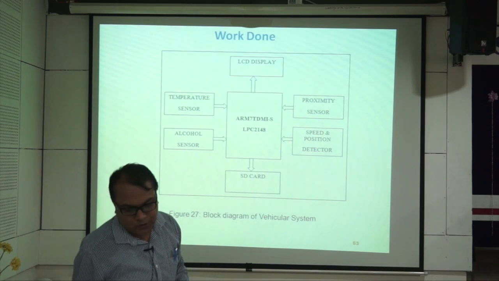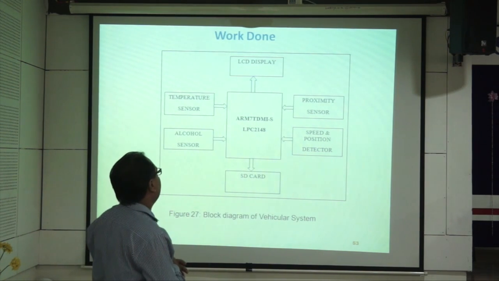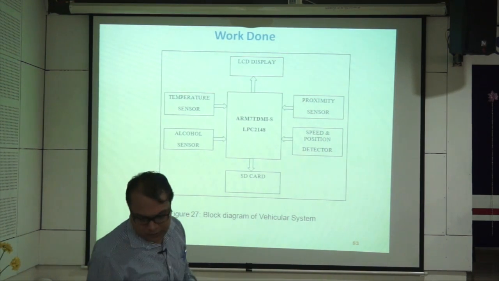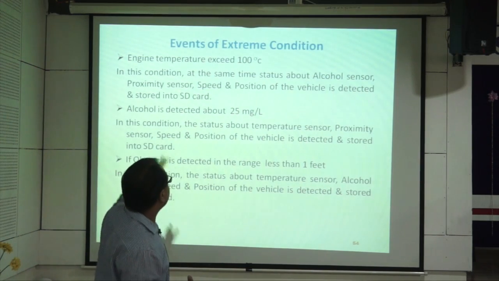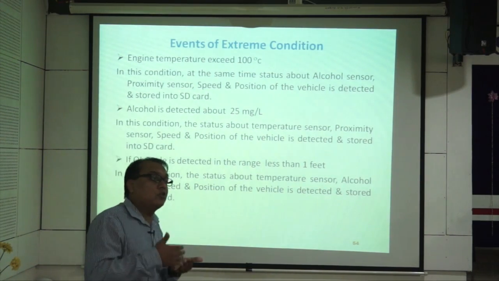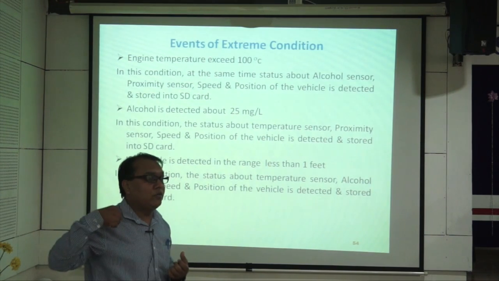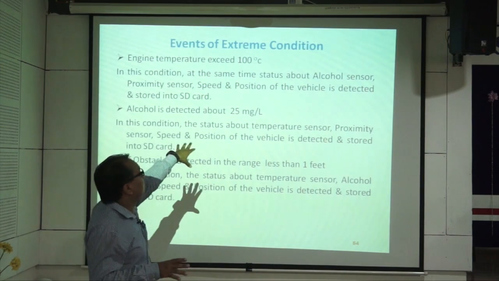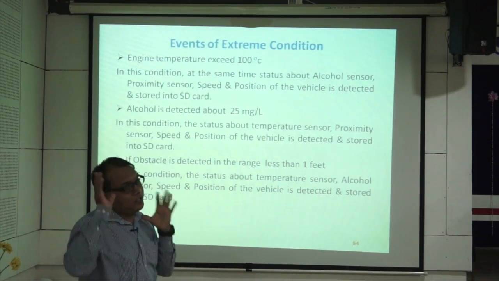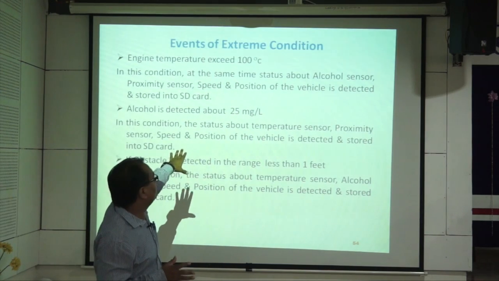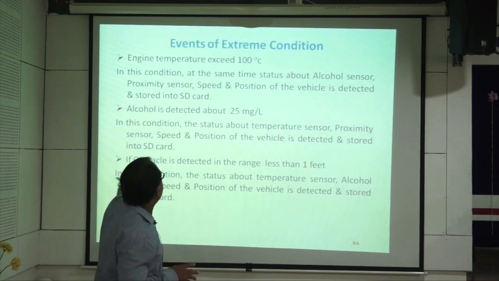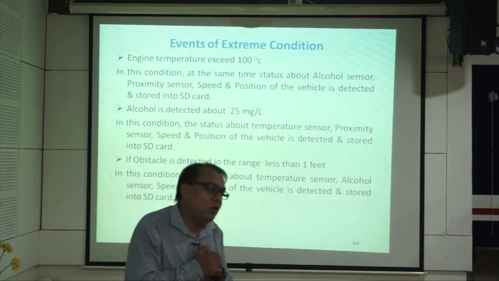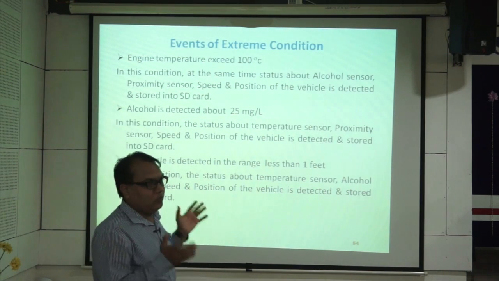In the module 3 implementation, I make use of the ARM7 LPC2148. Here an alcohol sensor, speed, position, proximity sensor and temperature sensor are interfaced. Here I have set extreme conditions for the engine. For example, if the vehicle engine temperature crosses 100 degrees, then it will fetch all the data from the different sensors and store it in a database. The alcohol sensor limit is also defined here as 24 milligram, but in India it is 300 milligram per liter. At the initial level I have taken it as 25 milligram per liter. After that, the obstacle sensor checks whether an adjacent vehicle is near this particular vehicle, and if it is less than 1 foot, all the data is saved.